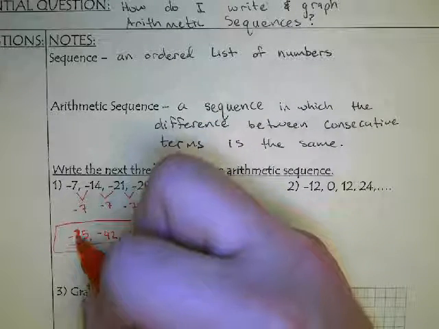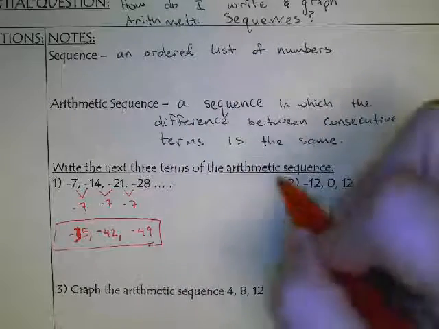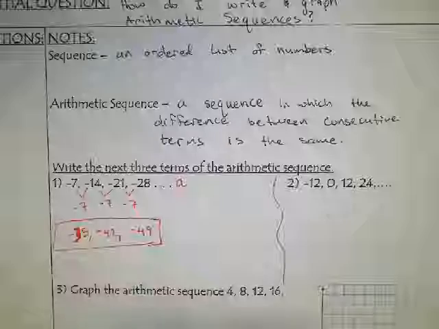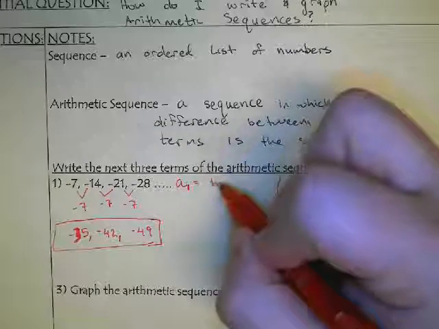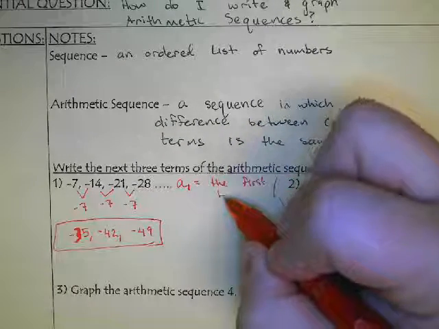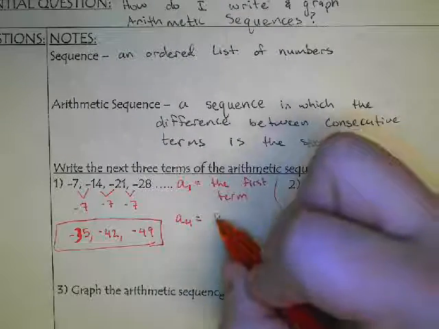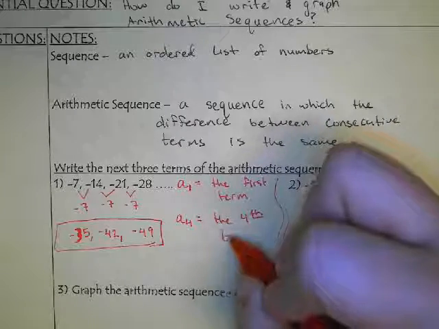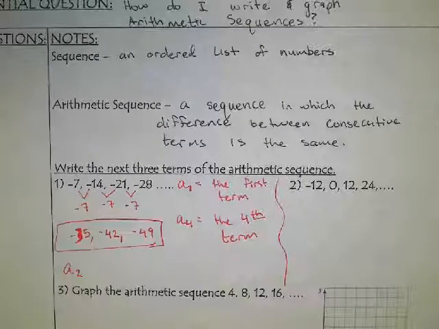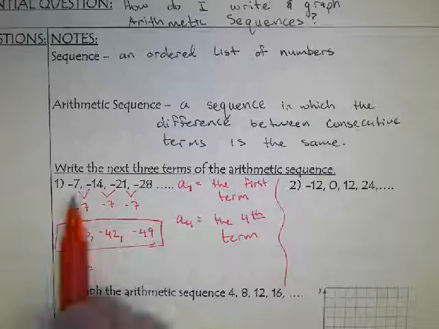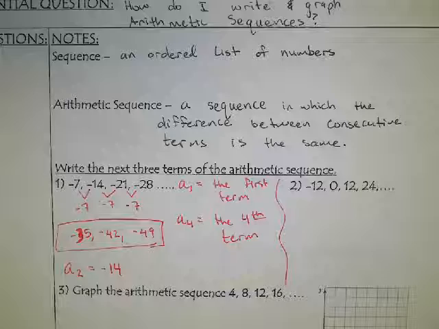Now something I want to point out is the notation we'll be using. You'll see an A with a sub number, a lower number, like A sub 1. This means the first term, the number 1 telling us that it's the first. Whereas A sub 4 would equal the fourth term. So in our example, A sub 2 is equal to our second term, which is -14 right here.